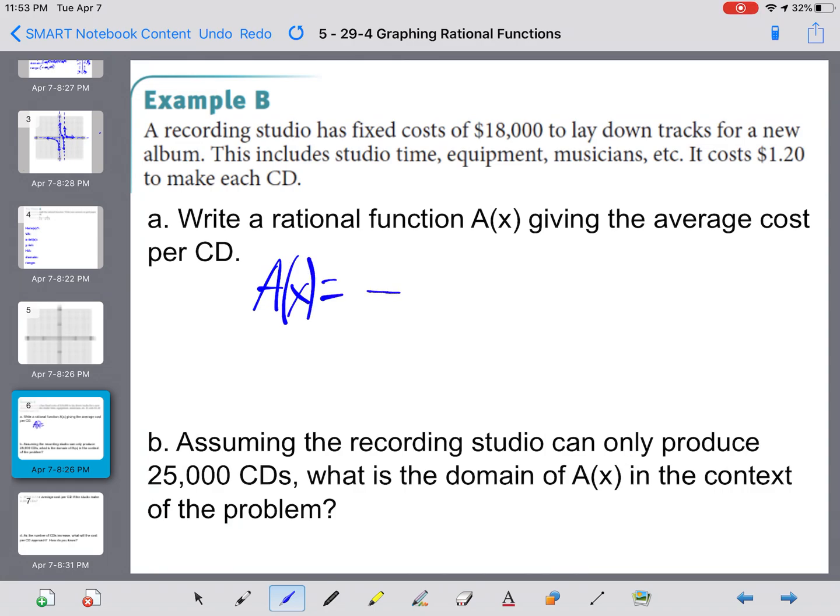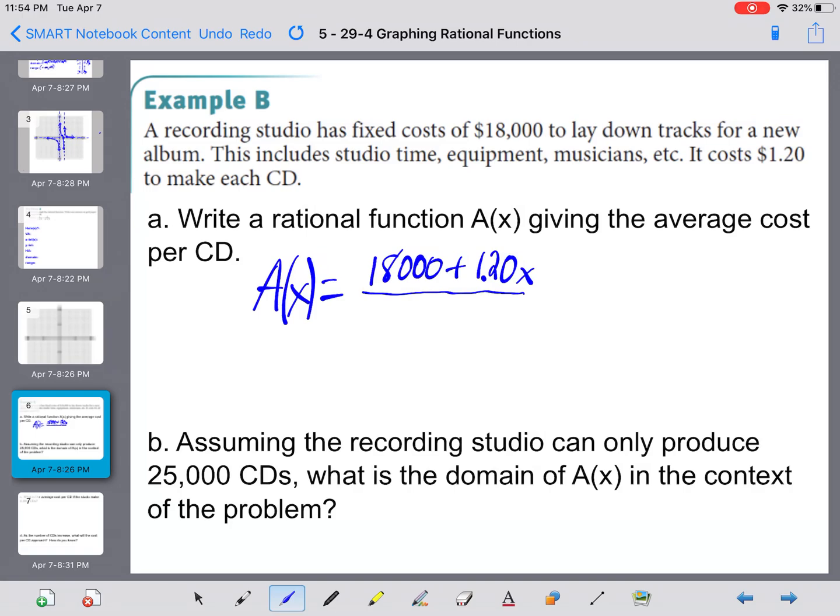All right. So first thing we need to do, because this is a rational function, and it says rational function in the problem, so that's kind of a nice hint. We know there's going to be some fraction aspect to this. Okay, so let's go up top and let's go back to first semester and come up with just a linear function that finds the total fixed cost, right? How much everything costs. It says recording studio is $18,000 in fixed cost, and it costs $1.20 to make each album. Now, because the $1.20 is the price that changes, or the amount that adds on and changes, we're going to put an x next to that.